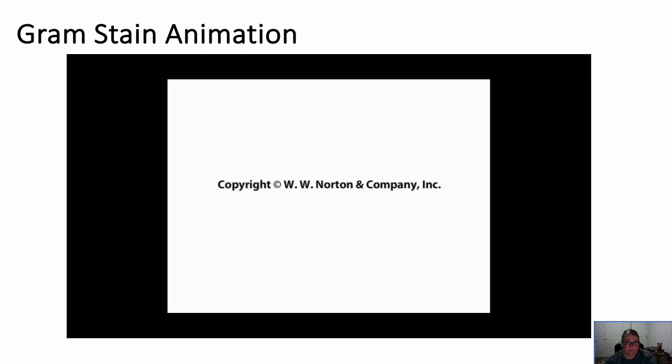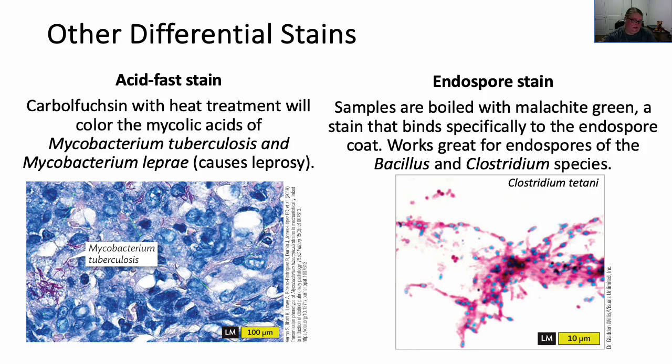Okay, so that's the gram stain. So what we're going to do to finish up chapter 3.4 is we're going to talk about some other differential stains. Now, you don't need to remember all the details about these, but you do need to remember their names and kind of how they work. Okay, so we're going to go through 4 other differential stains besides the gram stain.